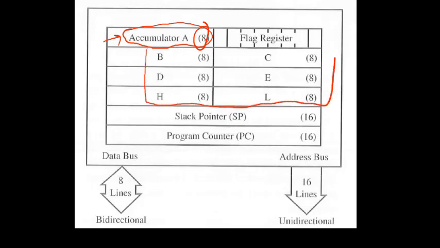Register B, then register C. This is register B, which is 8-bit. Register C, then D, E, H, L. These are the 6 registers which are also called general purpose registers. All these registers are 8-bit. They can act individually and can store 8-bit data and can be used with A to perform any arithmetic logic function.